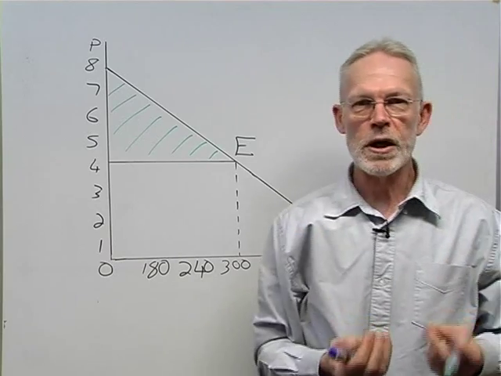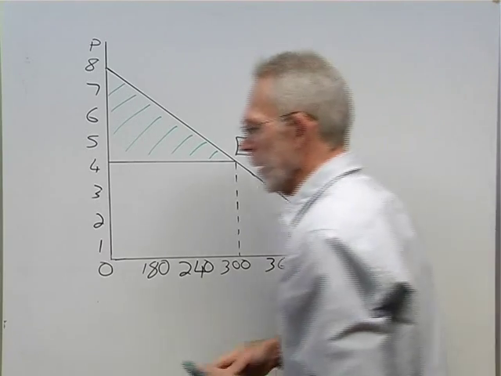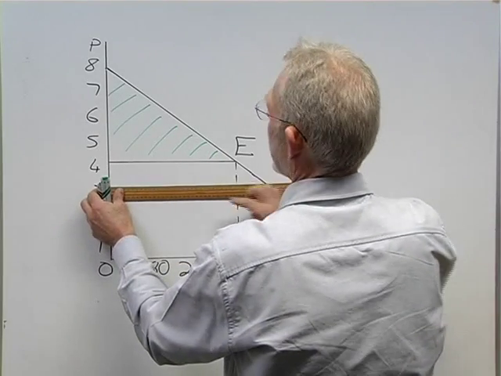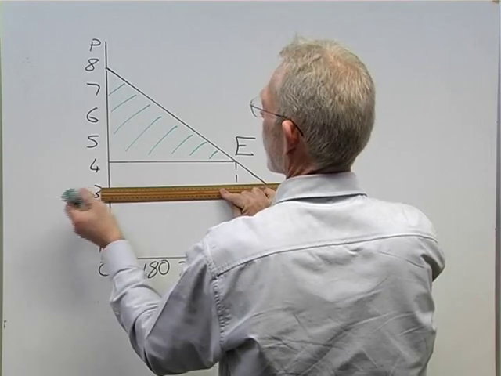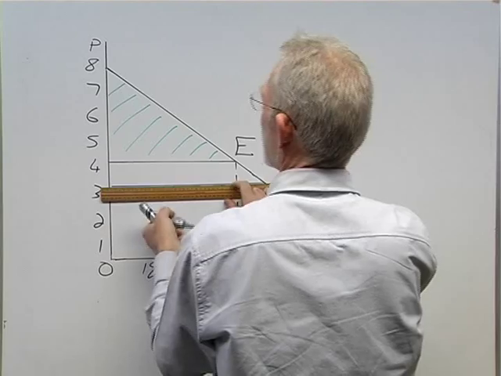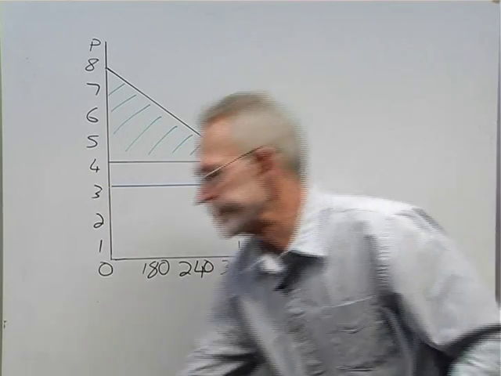The question now is, what will happen if there's a decrease in price? Let's assume the price decreases, say, to 3 Rand. What happens to consumer surplus? Now, 2 things.